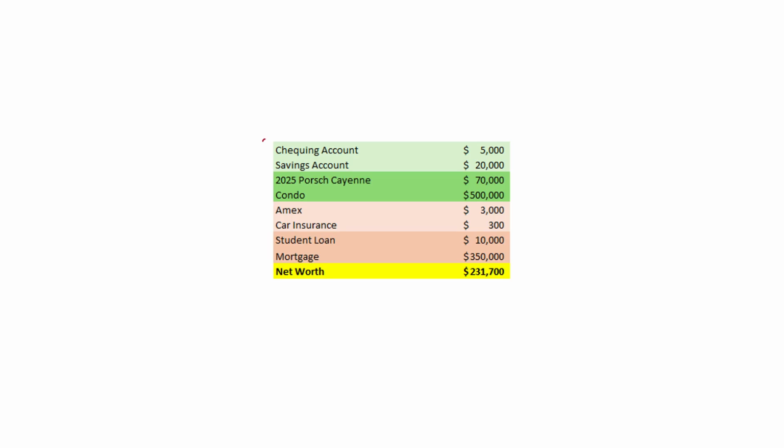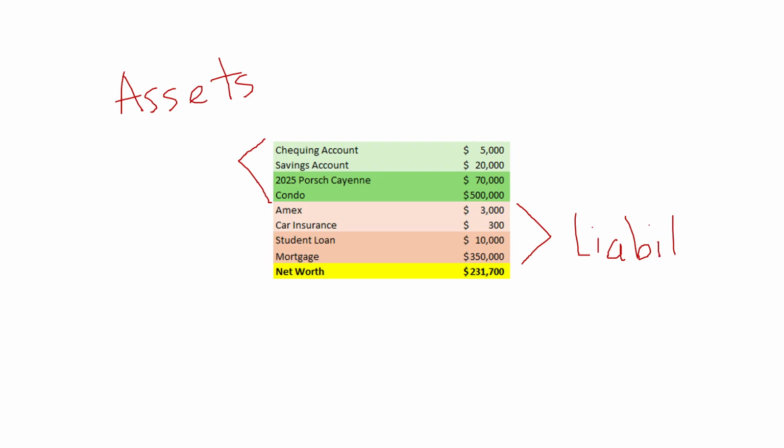So in the green, just for the color coding, green are items that are assets, okay? They're things that everyone wants to own more of. And this is again from a very relatable personal perspective. So you have checkings account, savings account, some balances in them. Maybe you own a Porsche Cayenne, and 70,000 might not be the right number, but let's just say it was $70,000, and then you own a condo for 500,000. And then the red we'll call liabilities, which is essentially like debt, things that you have to pay.